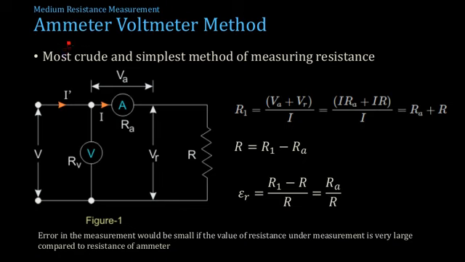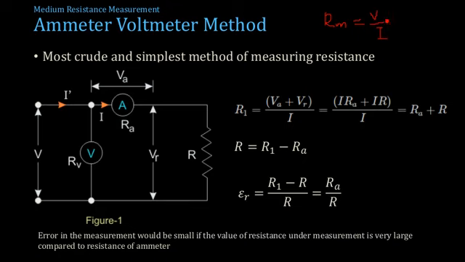Now first we will take up the medium resistance measurement, then we will move on to low and high resistance measurement. The first method is the ammeter voltmeter method. Now we are given an ammeter and a voltmeter. You can measure the value of an unknown resistance using a simple equation, V by I, where V is the voltage measured by the voltmeter, and I is the current measured by the ammeter.